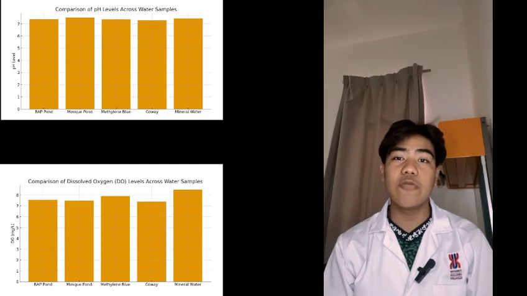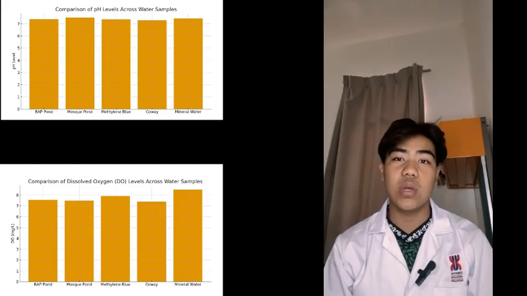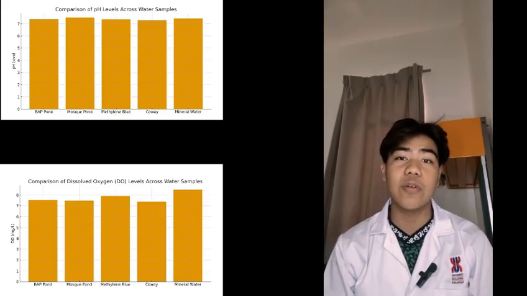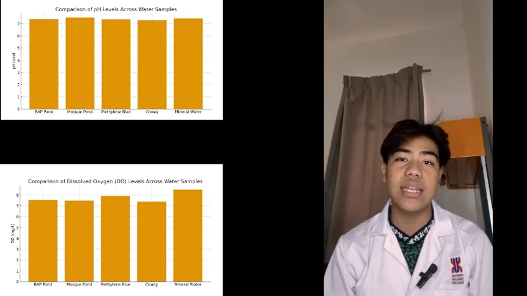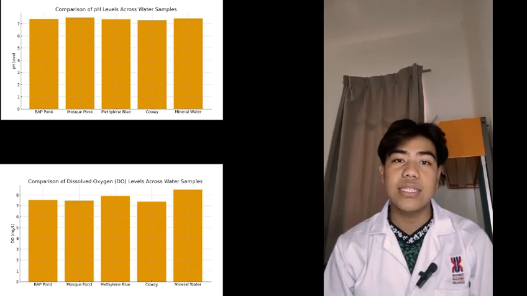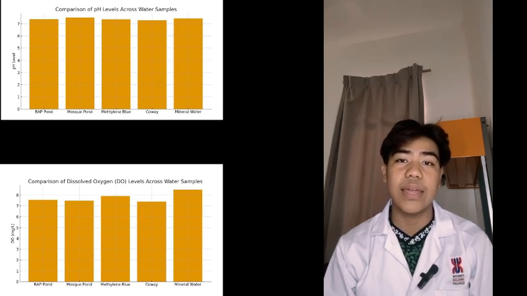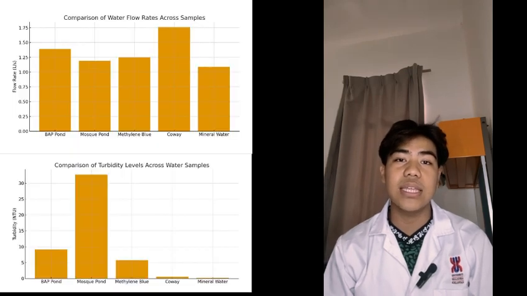When comparing our filtered water to Kowe and mineral water, I can see that our filter performs quite well in terms of DO and pH. The DO levels in my samples are close to Kowe, which is 7.40 mg per liter, and only slightly lower than mineral water, which is 8.50 mg per liter. The pH values are also very similar, staying around the neutral range, just like Kowe, which is 7.29, and mineral water, 7.44.